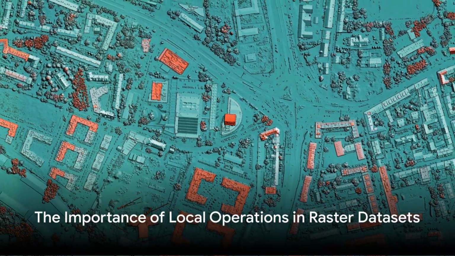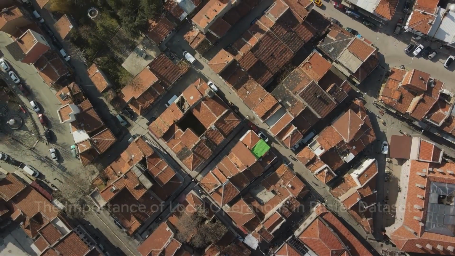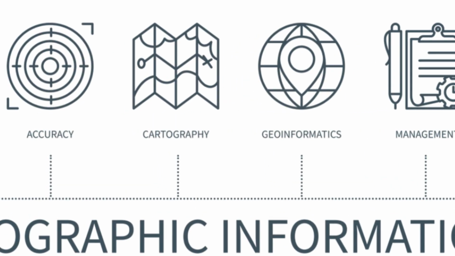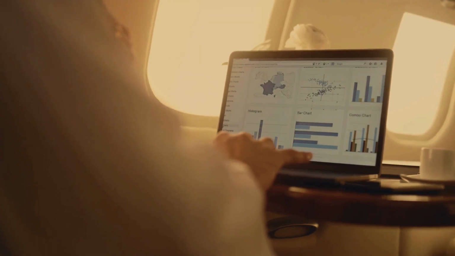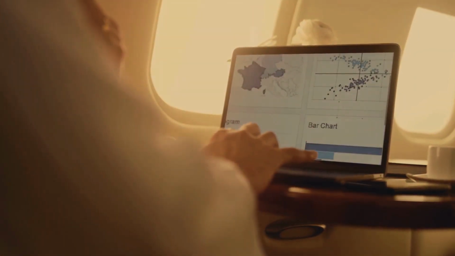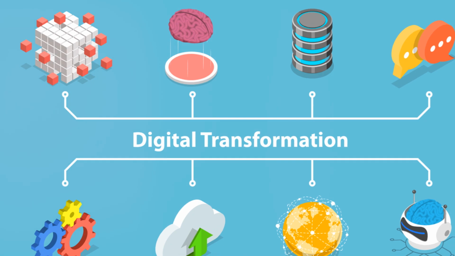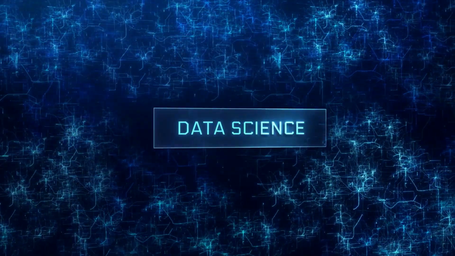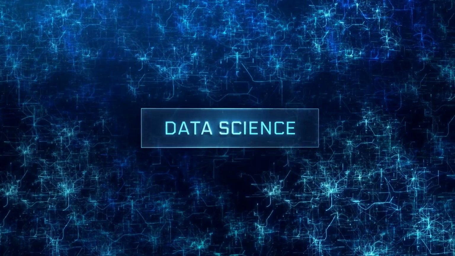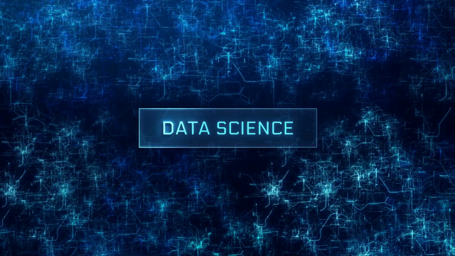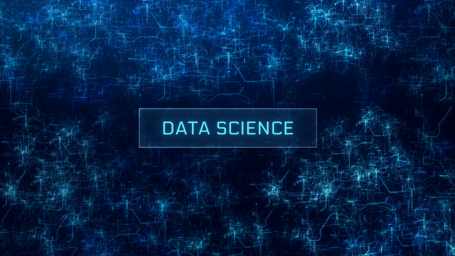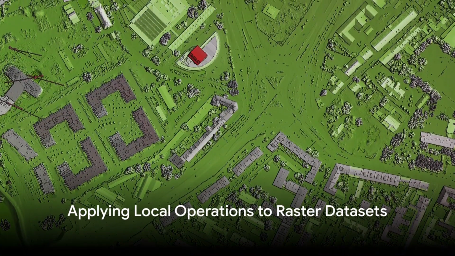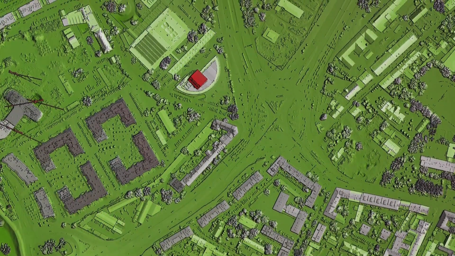Why do local operations or per-cell functions hold such a pivotal role in the world of raster datasets? It's a question that may have crossed your mind if you've ever dabbled in the field of geographic information systems. The answer lies in the unique ability of these functions to compute a raster output dataset, where the output value at each location or cell is a function of the value associated with that location on one or more raster datasets. Intriguing, isn't it? So how do we apply these local operations or per-cell functions to raster datasets?